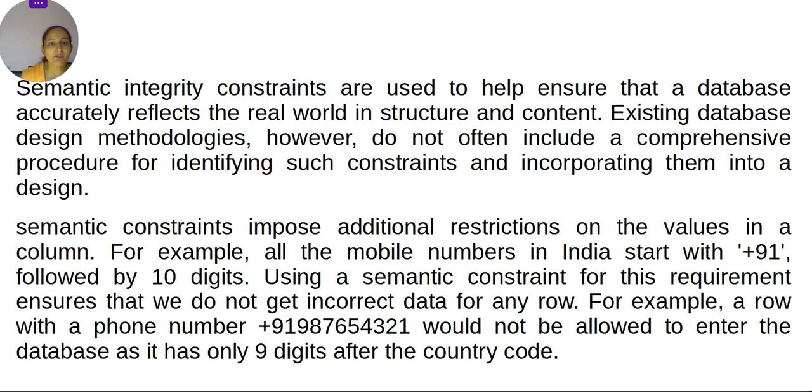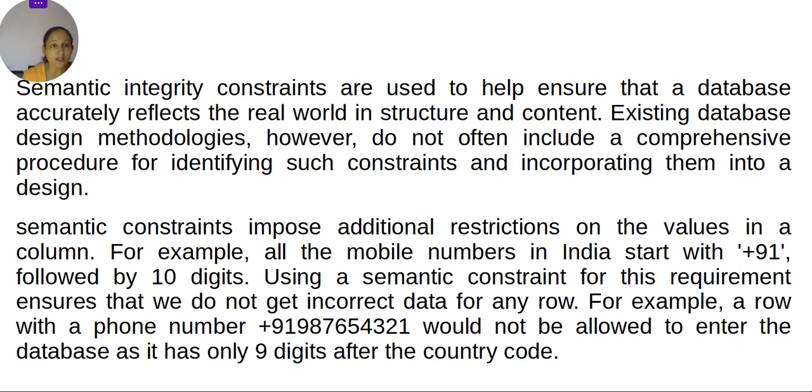A row, for example, with a phone number plus 91 would not be allowed to enter because it has only 9 digits after the country code. So to avoid any kind of problem in data, we use semantic constraint. And mobile number of any country is the best example for semantic constraint.